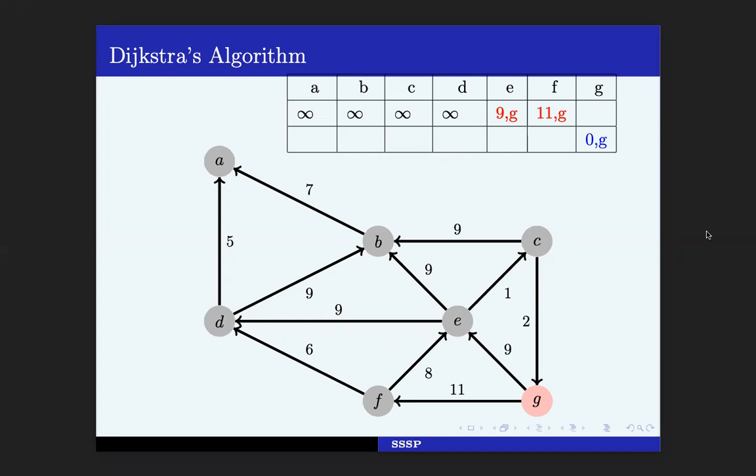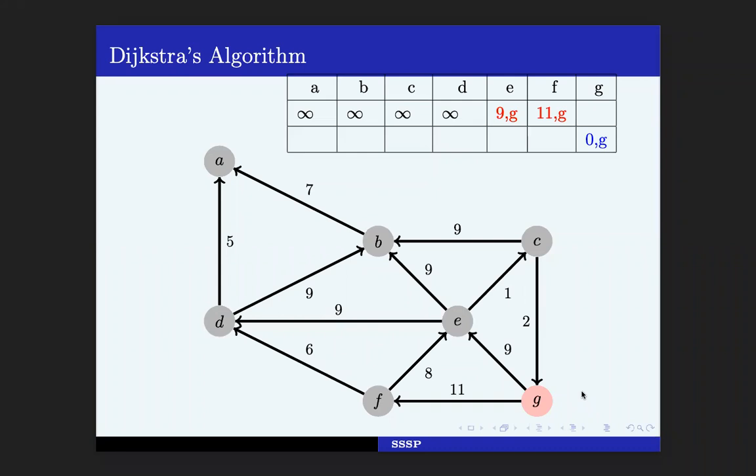G to E, I have got 9. If this graph contains no negative edge, I have already got G to E as 9. Yes, but can't there be some other path from G to E less than 9?